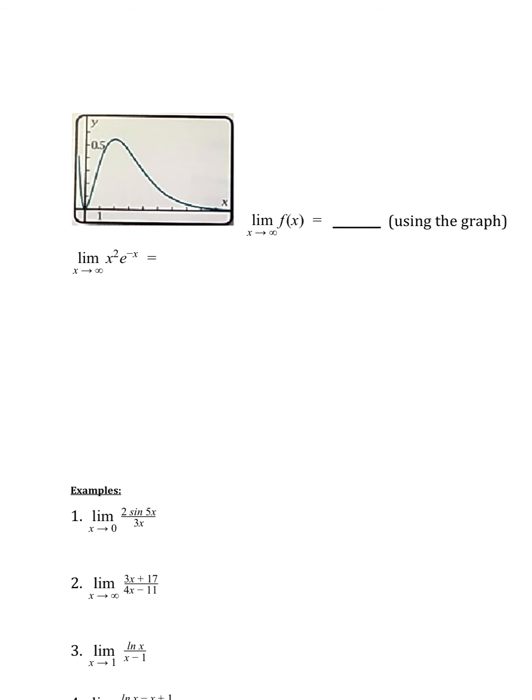So if we look at the graph, as x approaches infinity, that means the x's are getting bigger and bigger. So on the x-axis, what is the graph doing as you're going farther and farther to the right? Well, as we follow this curve going farther and farther to the right, that's getting closer and closer to 0. So using the graph, the limit as x approaches infinity is 0.